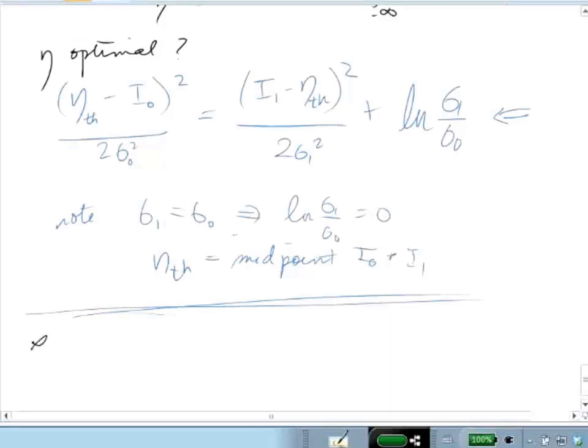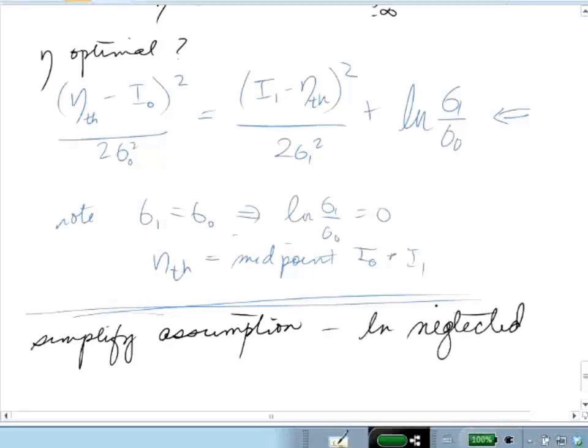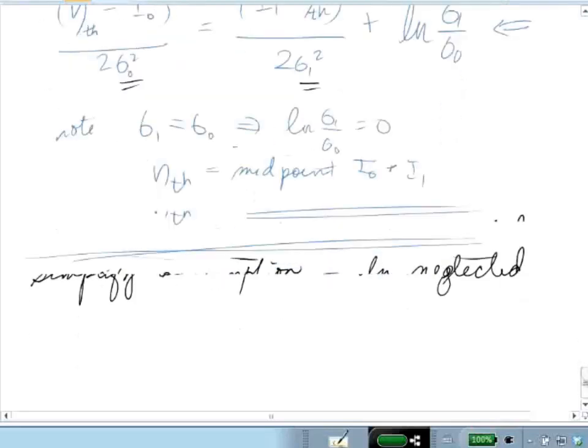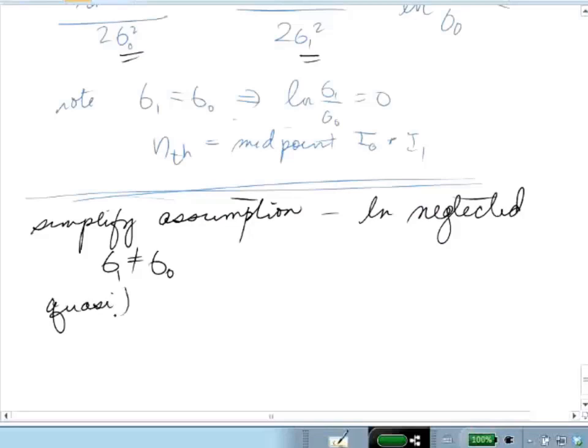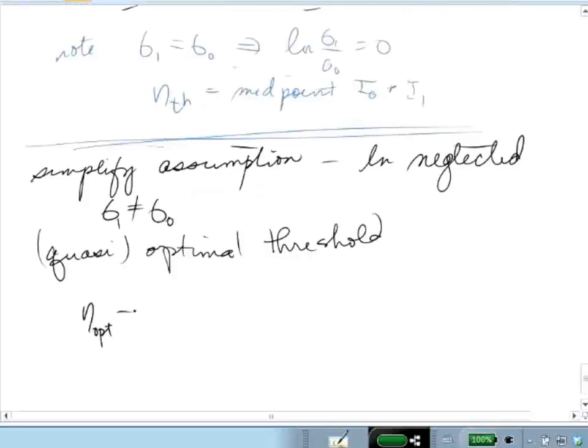So now we'll make one of our simplifying assumptions. And that is that the logarithm can be neglected. Now, in this case, it still will not be the midpoint because the midpoint was also due to the denominators being equal, that symmetry, which will not be the case now. So we're still going to neglect the logarithm, won't be 0, but we're going to keep sigma 1 not equal to sigma 0. And given that the logarithm is a very slowly growing function, this is a good approximation. So we'll say the quasi-optimal threshold, in this case, occurs at theta minus I0 over sigma 0 equals I1 minus theta over sigma 1, squared.